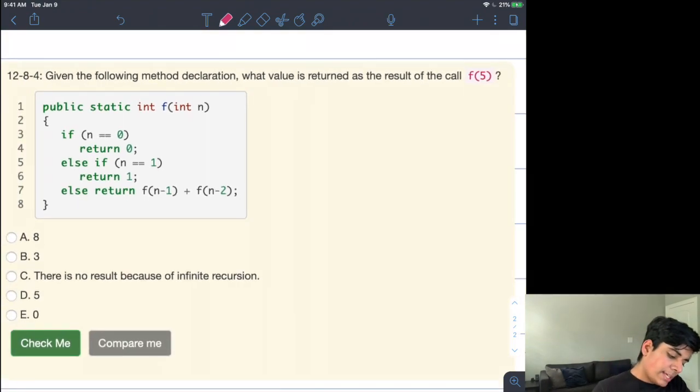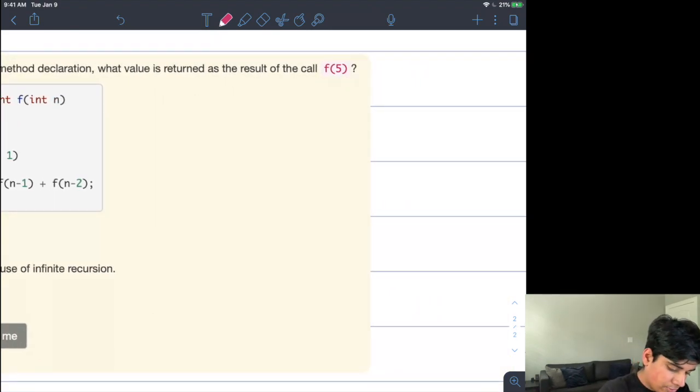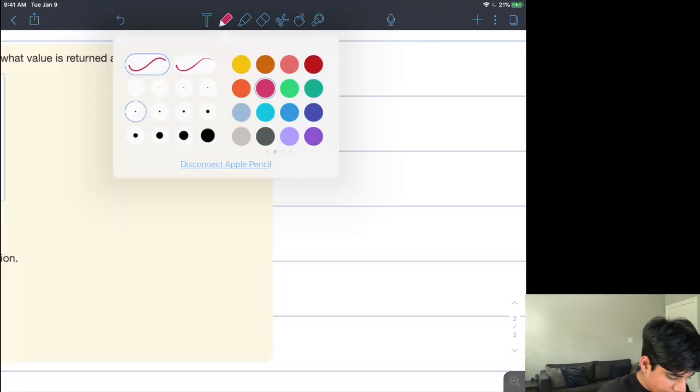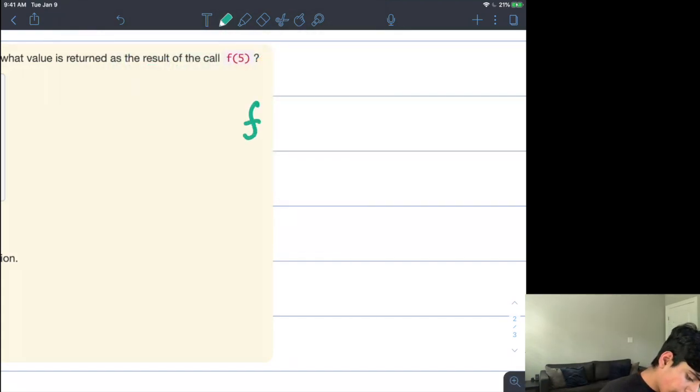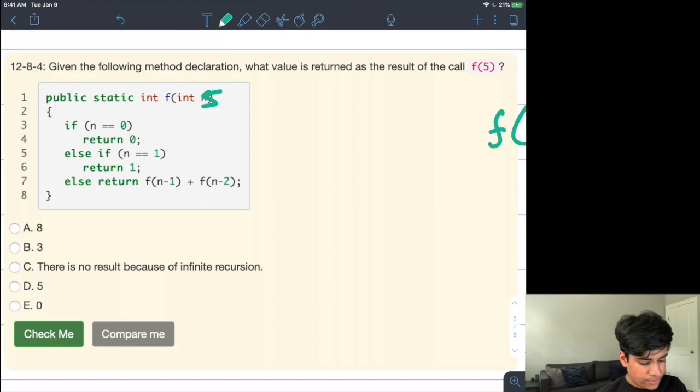So it says, given the following method declaration, what is the value of f5? Again, they're using 5 as our input variable. So I'll write f5, and this is going to be equal to what? Well, let's see. 5 is my parameter.